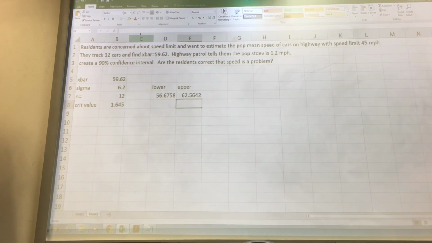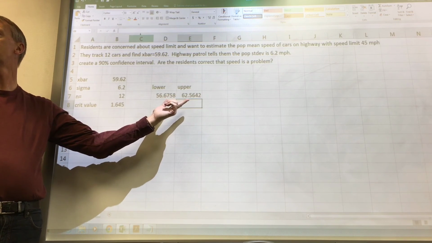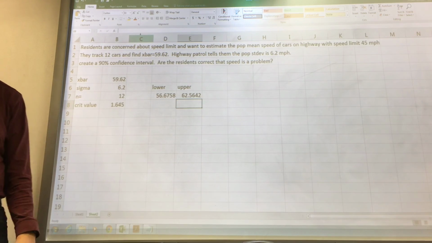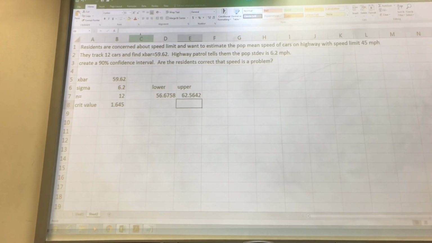Okay, so are the residents correct that speed is a problem? Speed is a problem because the speed limit is 45 miles per hour, and we're well outside of that. 90% sure, okay?